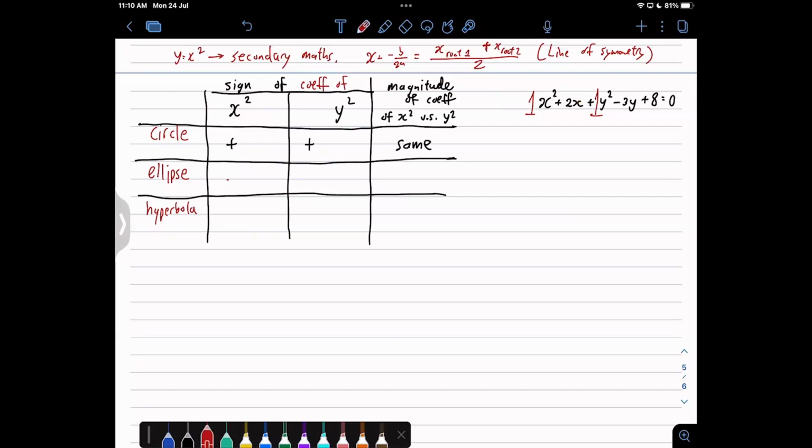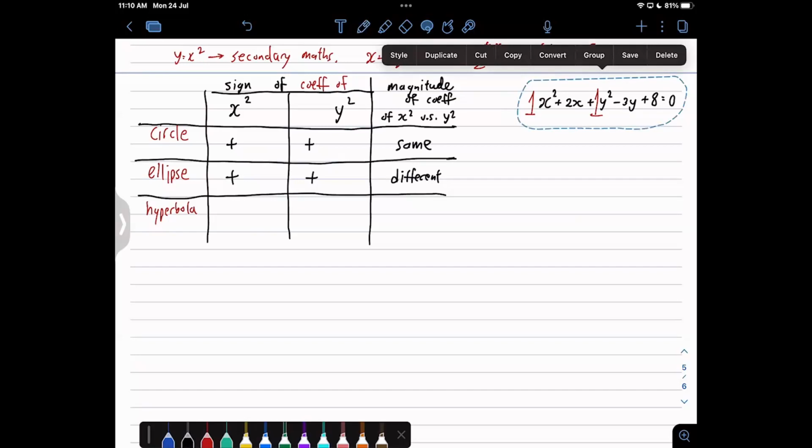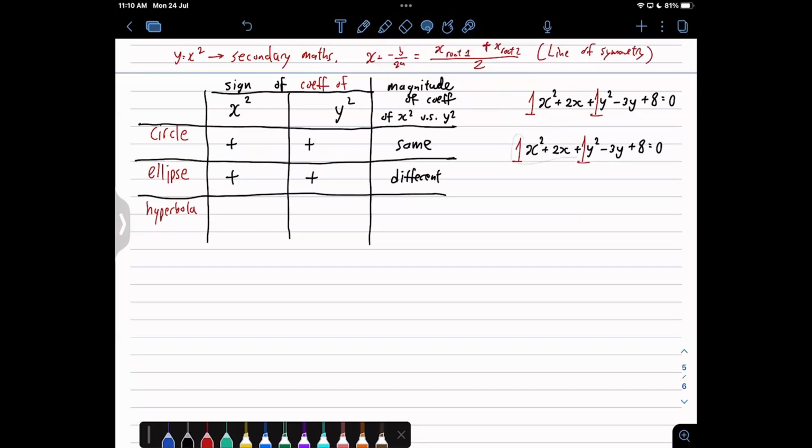Now for ellipse, it's also plus and plus. But it's different for the magnitude. So for example, I just need to change that plus 1y square into plus 2y square. Maybe I'll change the x instead. I'll change it to plus 2, so 2x square plus 2x. Then this will be an ellipse. And then finally for hyperbola, it's just 1 plus and 1 minus, or minus and a plus. Opposite sign. Then the magnitude doesn't matter. The magnitude just affects different things.